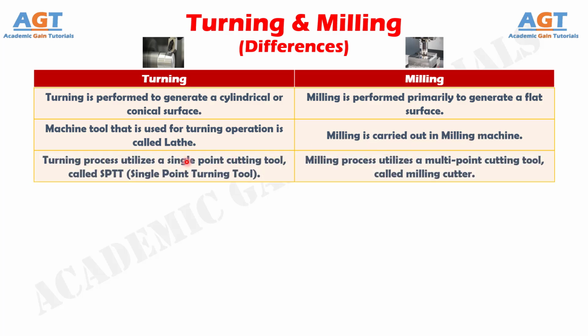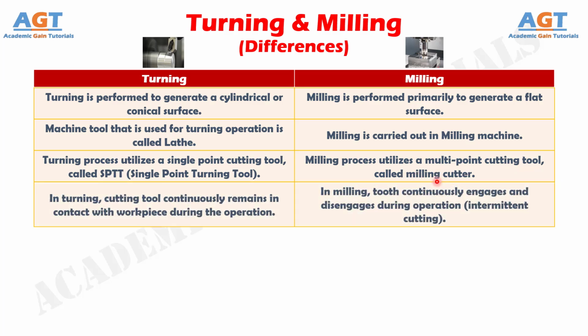Number 3. Turning process utilizes a single-point cutting tool, called SPTT, which is short form for single-point turning tool, whereas milling process utilizes a multi-point cutting tool, called milling cutter. Number 4. In turning, cutting tool continuously remains in contact with workpiece during the operation, whereas, in milling, tooth continuously engages and disengages during operation, intermittent cutting.